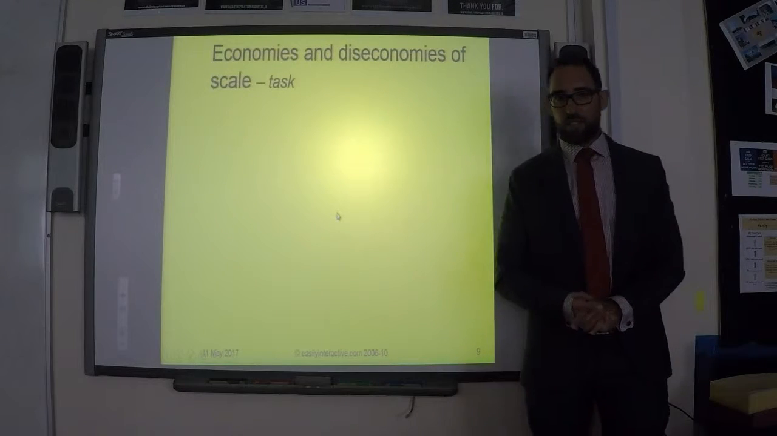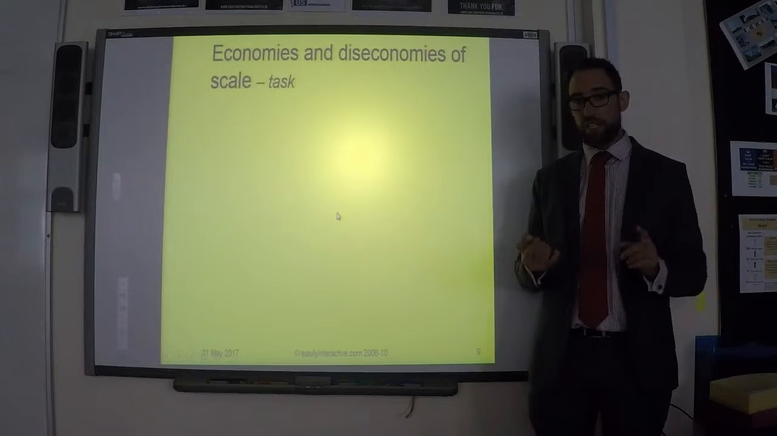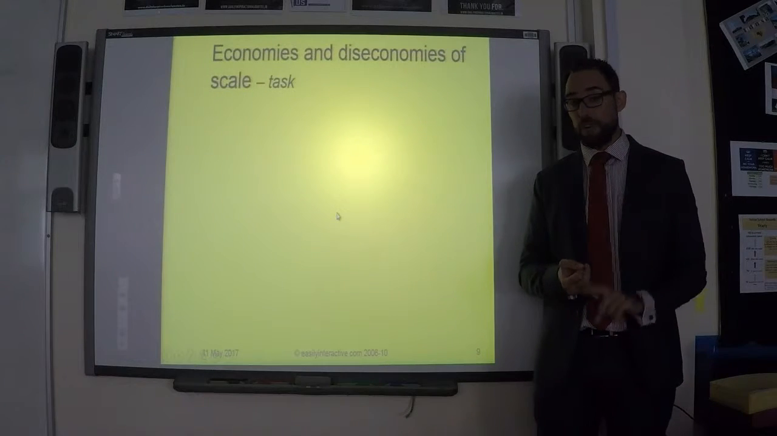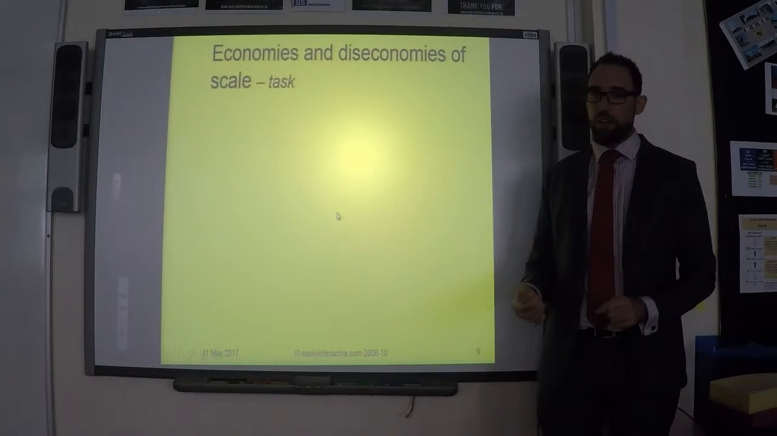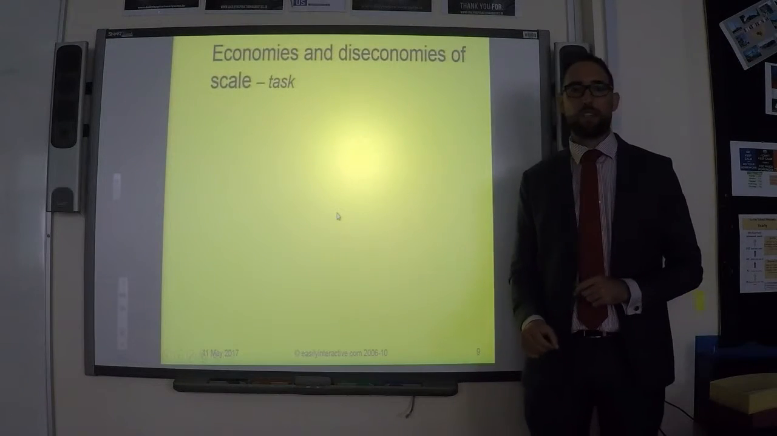So that's a really important section, guys, on economies and diseconomies of scale. Make sure you familiarise yourself with what economies and diseconomies of scale actually mean, so the definition and the different types of economies and diseconomies of scale. It comes up time and time again on your exam.